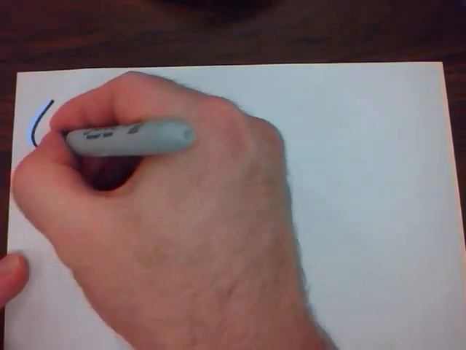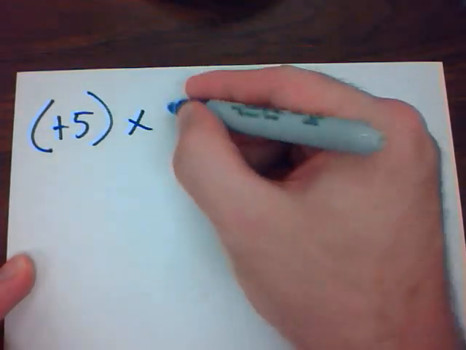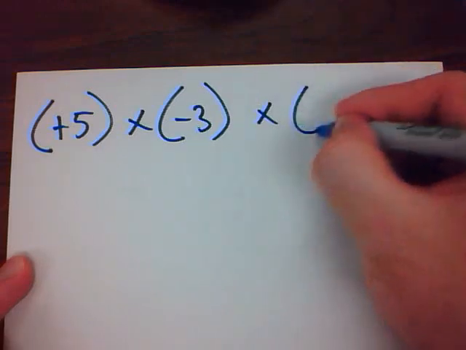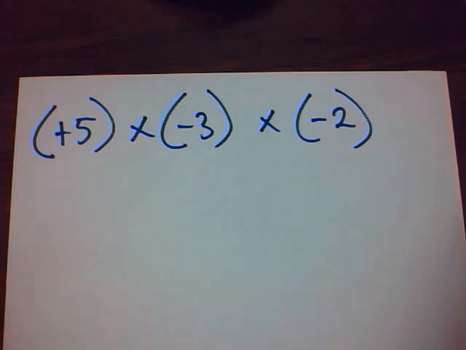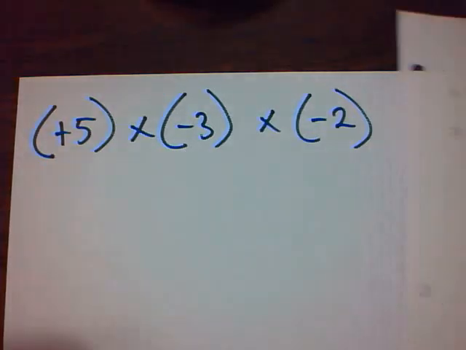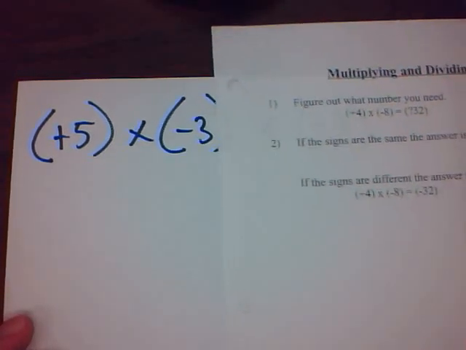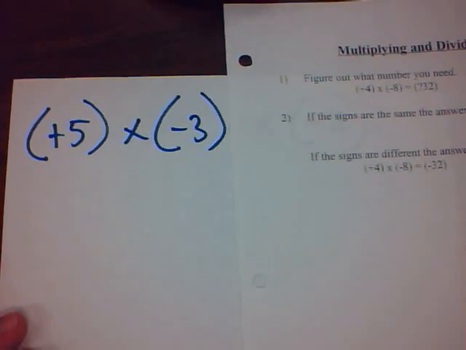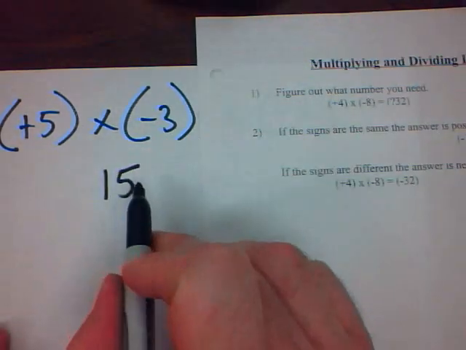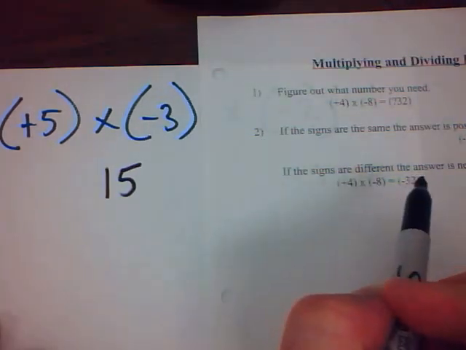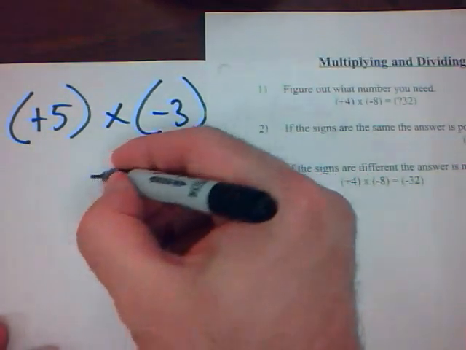Now, what happens if you end up with a longer question that looks like this? You cannot apply the same rule to the whole question. You can apply it to part of the question. What you will do is you will do a piece of the question first. You'll start with this piece. We'll use my explanation. Find out what number you need. 5 times 3, I know it's 15. This is going to be a 15. Now I just have to figure out what kind of 15. The signs are different. The answer is negative. Therefore, this is negative 15.